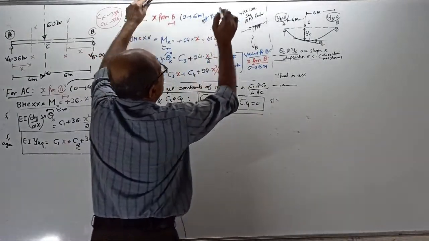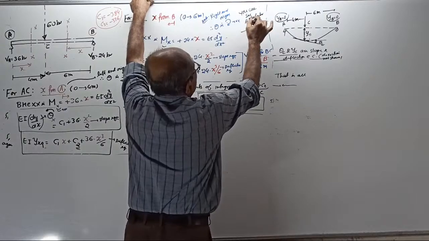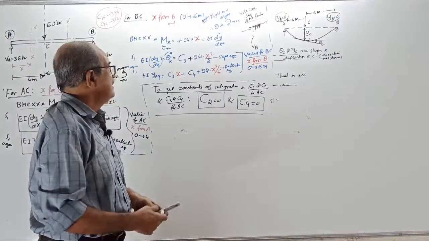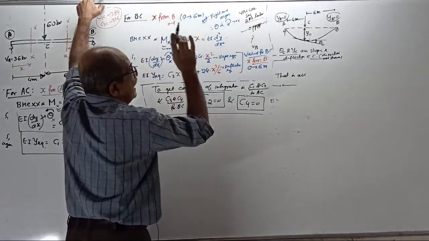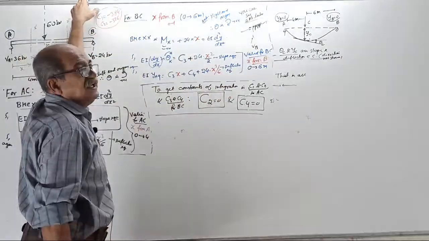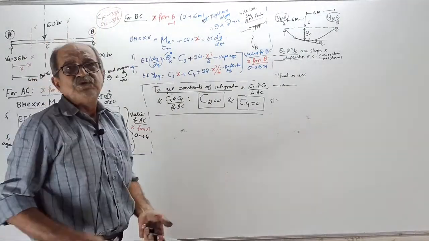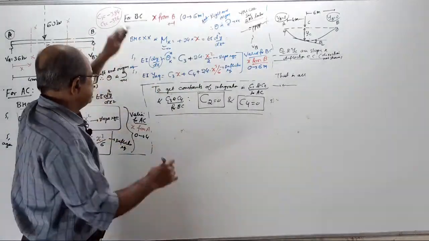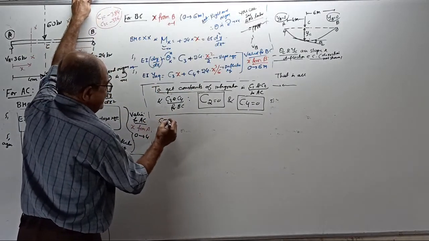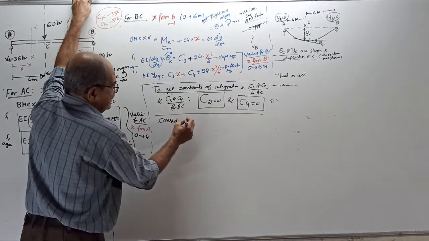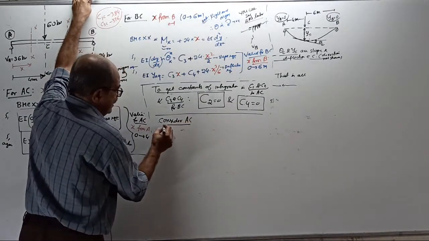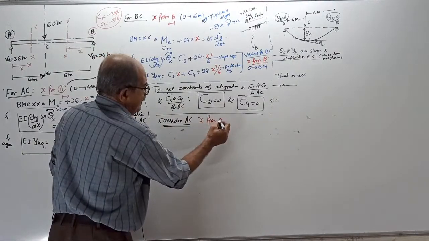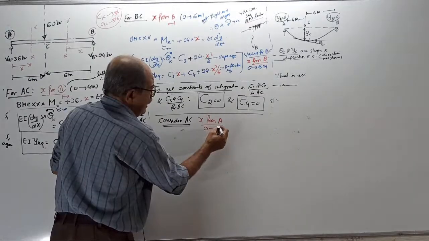I told you, a little later you can see how mathematics is important. I will tell you later. Remember, I already wrote C1 and C3. That means I am solving now with the answer already given by me. Now, first, consider AC. Consider AC, x from A varies from 0 to 4.